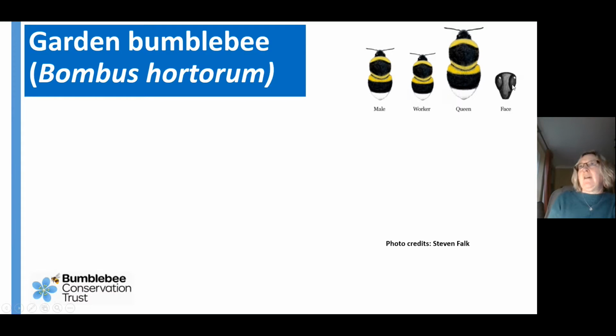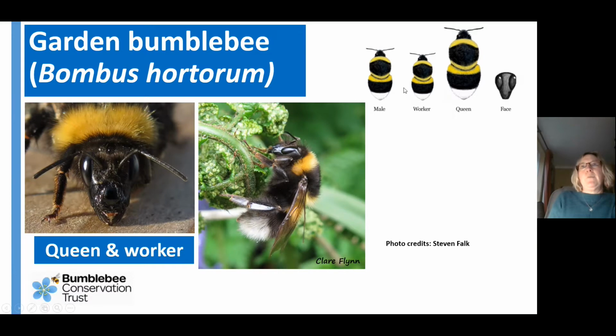And the other thing they have is that long face. So the garden bumblebee, there you are, the queens and workers are the same other than size. And you can see what I mean by that long face there. That was actually taken in my garden. And this is a queen. You can see her very obvious pollen basket there, and 1, 2, 3 yellow bands.